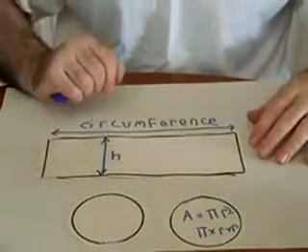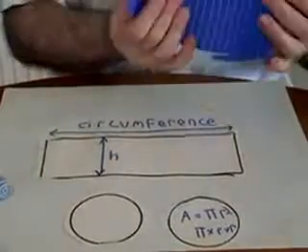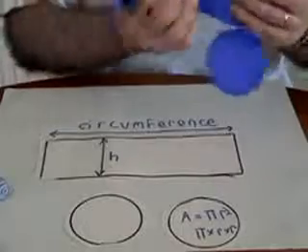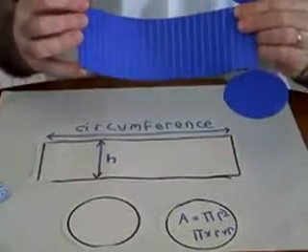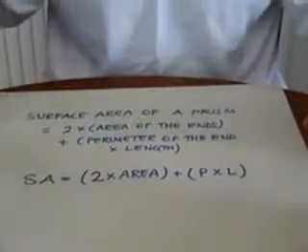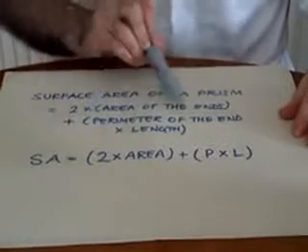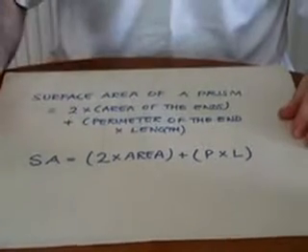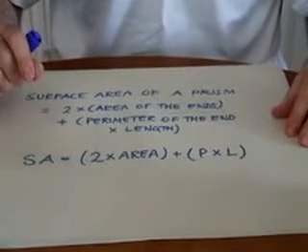Perimeter times the height. So the area of the cylinder is the area of the two ends plus the area of this rectangle, which is the perimeter times the height. So if you remember back to our original statement, the surface area of a prism is twice the area of the ends plus the perimeter of the end times the length. So that's how it works for a circle, and it will work exactly the same for any prism.